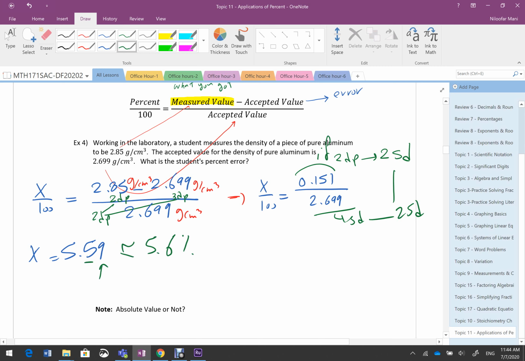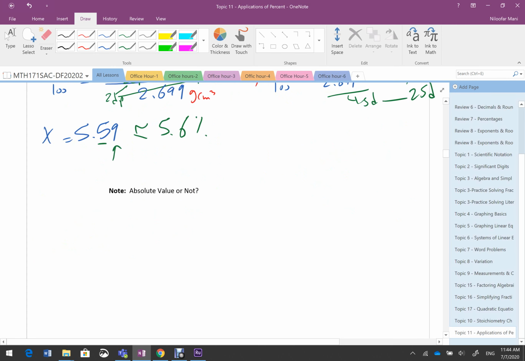So that's the percent error. I have to write a sentence. Many of you forget to write a conclusion sentence in quizzes and tests. That's important when I'm doing word problems.